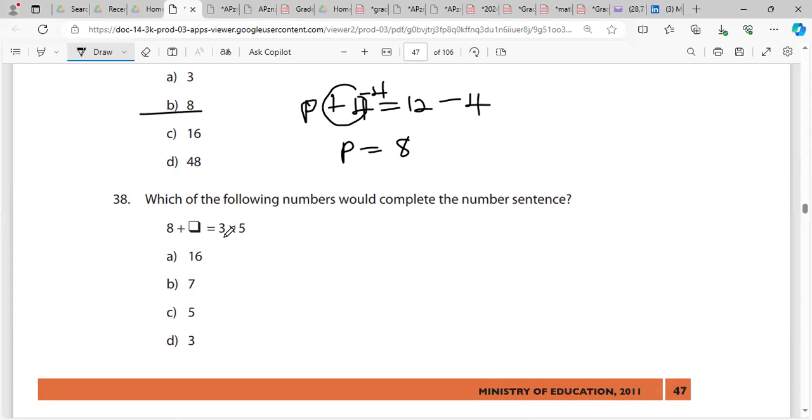38, which of the following numbers would complete the number sentence? 8 plus what is equal to 3 times 5? So it's supposed to equal 15. So what plus 8 gives us 15? And that would be 7.